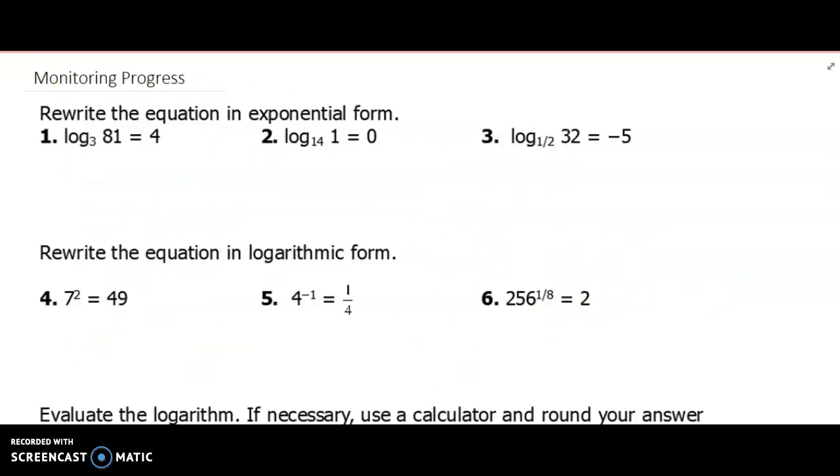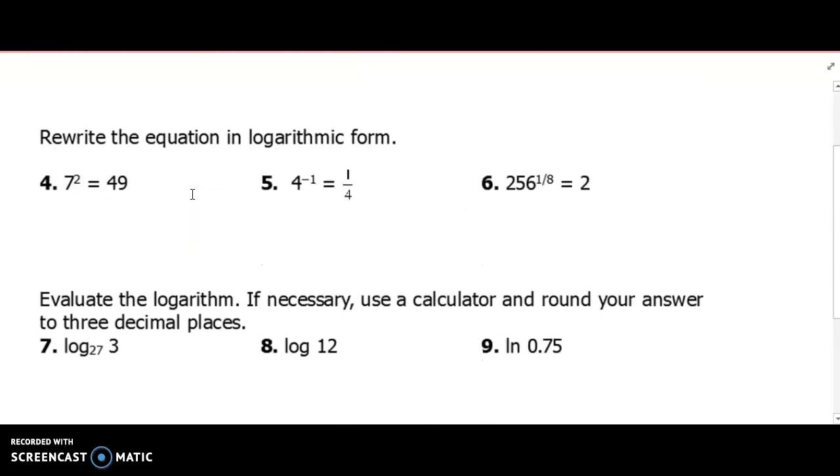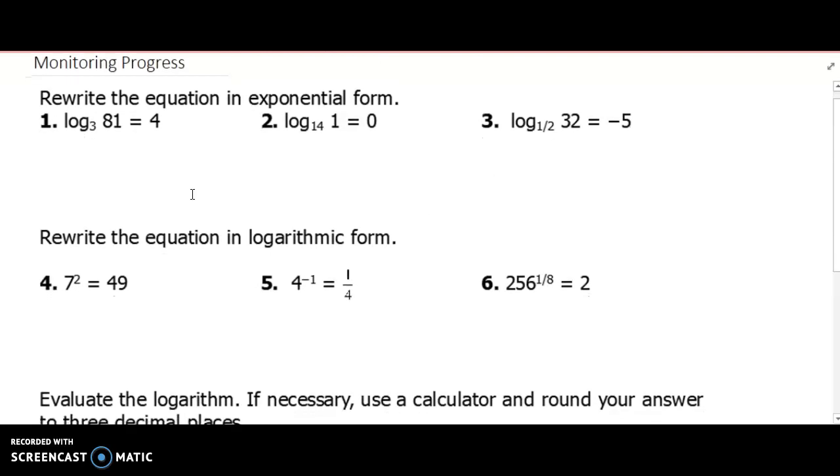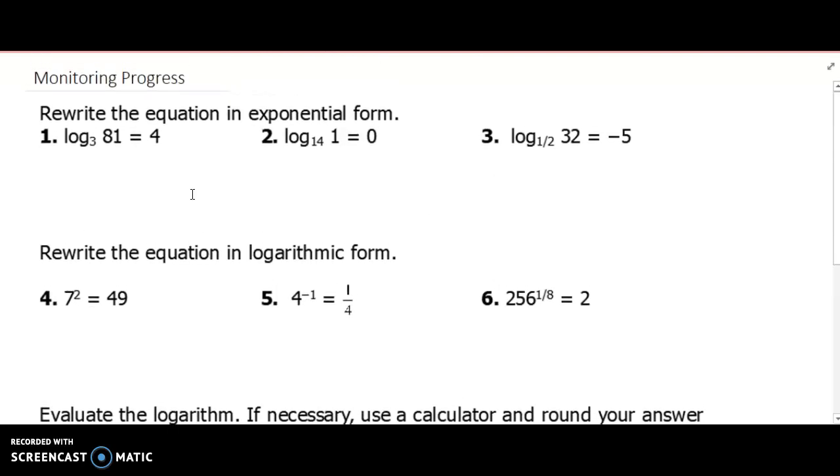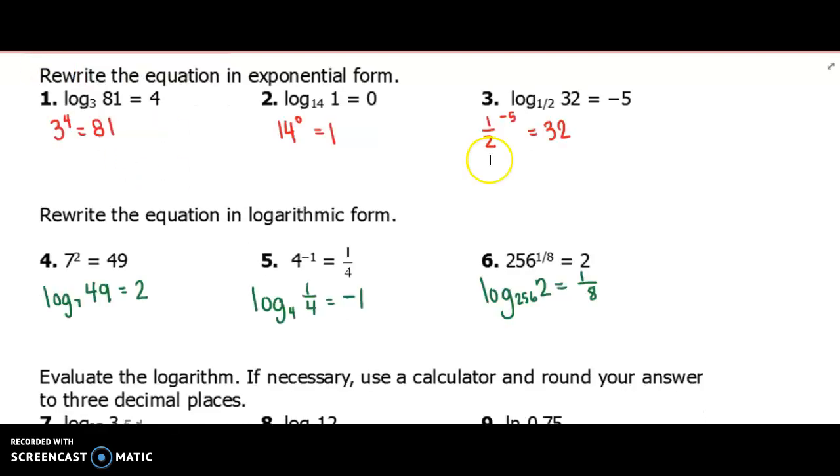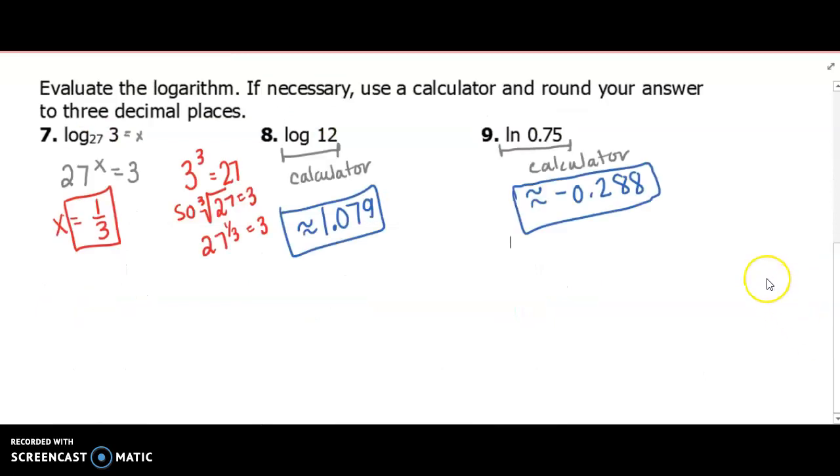All right, because this is so new, I highly recommend you do these monitoring progress problems. Pause this now, work these through, and then come back and check your answers. If you made a mistake, look to see where that mistake was made. All right, so this is what you should have gotten. Here's the top part, and if I scroll down, here's the bottom part. These two you should have done with a calculator. This one you should have done without a calculator.